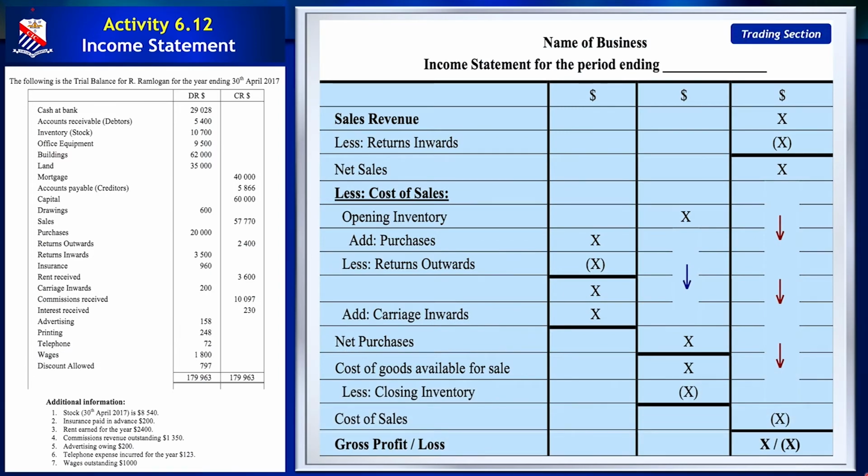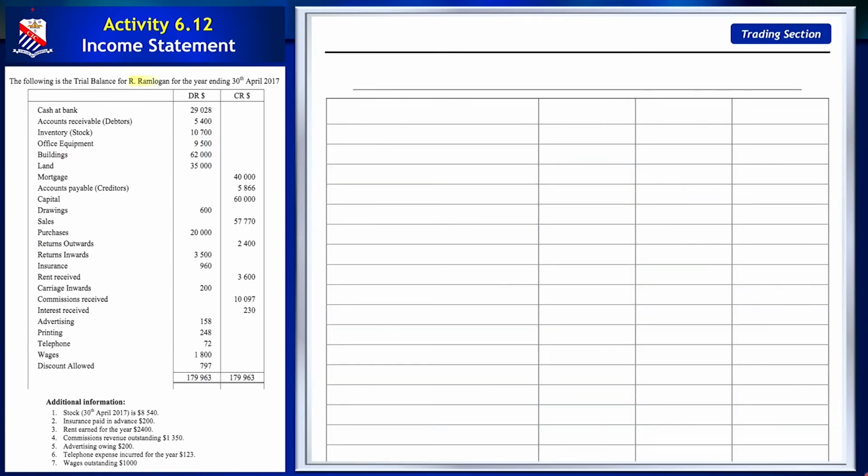And once again, you start with your trading section. Put the name of the business, and in this case, it's R. Ram Logan. We are doing an income statement. So income statement for the year ended, and in this case, the date is the 30th of April 2017. You have your $3 columns.